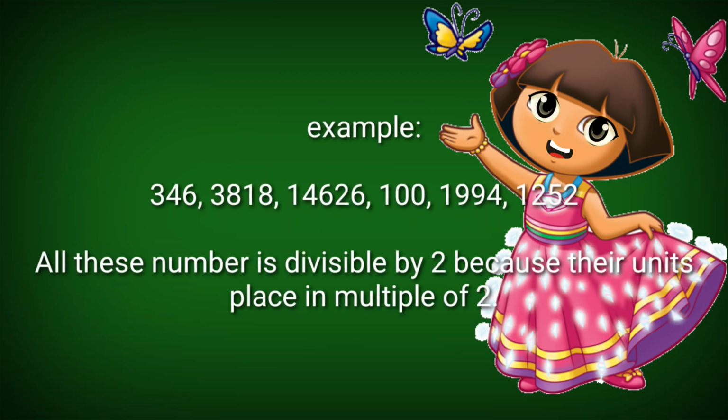Example: 346, 3818, 14626, 100, 1994, 1252. All these numbers are divisible by 2 because their units place is a multiple of 2.